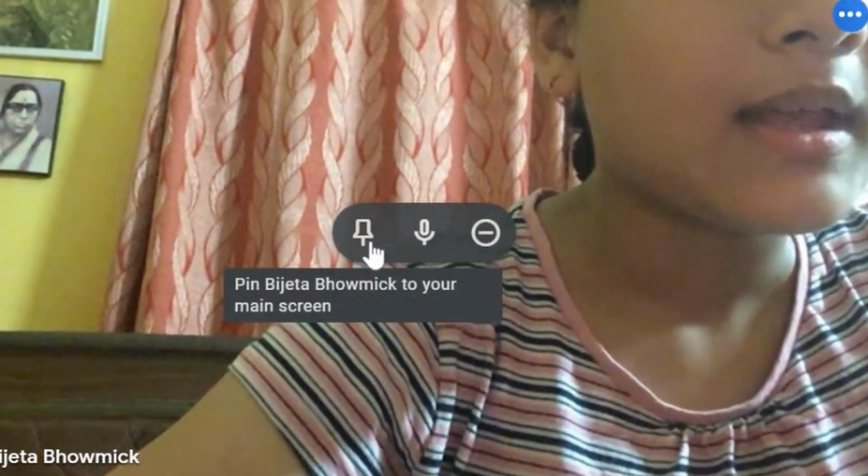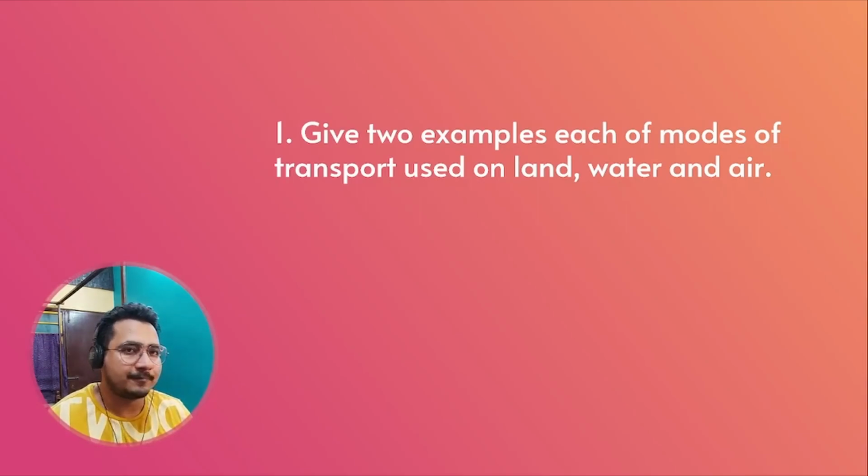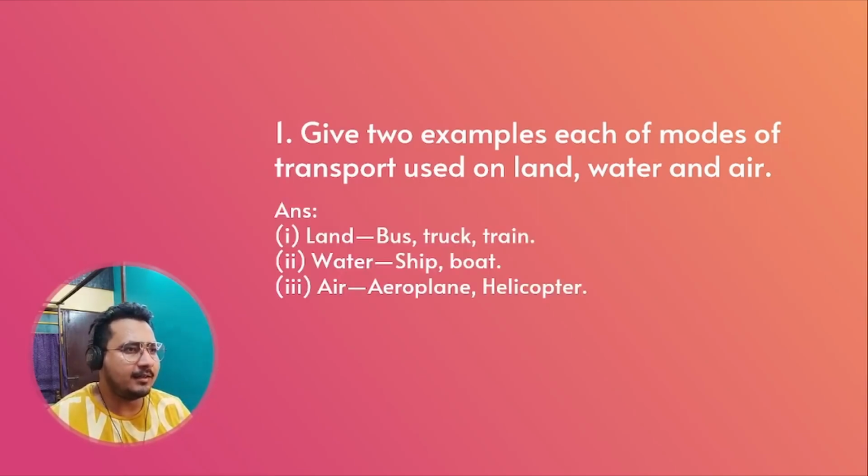On land we use bicycle and car. On air, plane and helicopter. And on water, boat and ship. Okay. Very good. So let's check the answer. On land you can use bus, truck, train. In water you can use ship and boat, and in air you can use aeroplane and the helicopter.